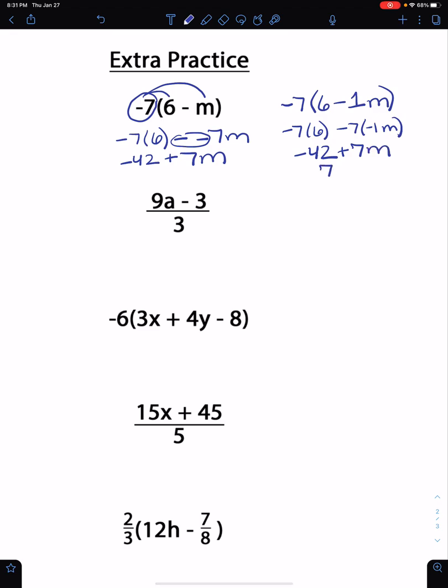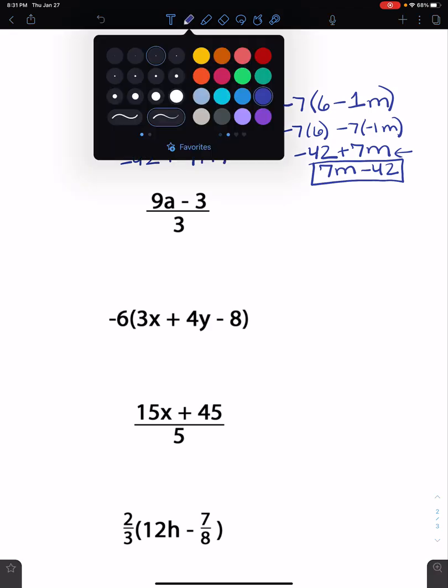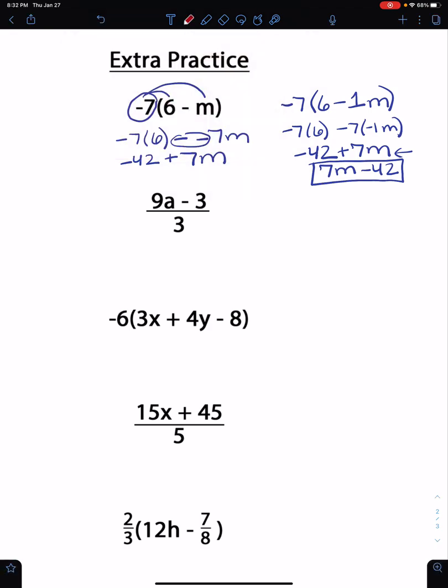And in fact, we like to write our constant terms last. So I would put the 7m first. That just looks neater. It doesn't mean that this way is wrong by any means, but the more common way to write it is to put your variable terms first and your constant last.